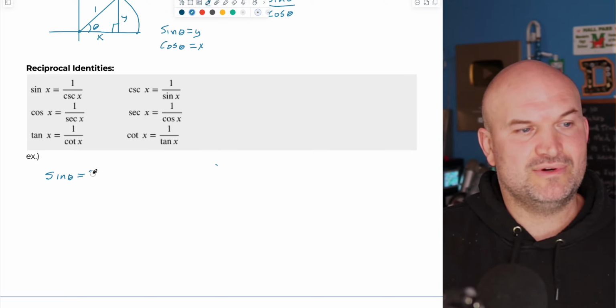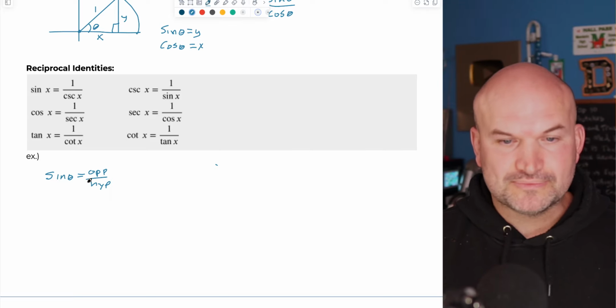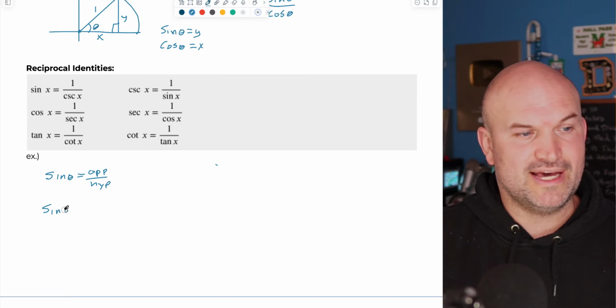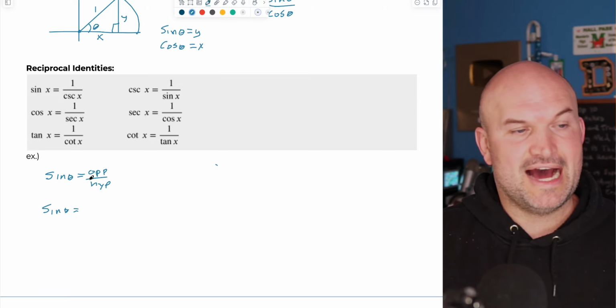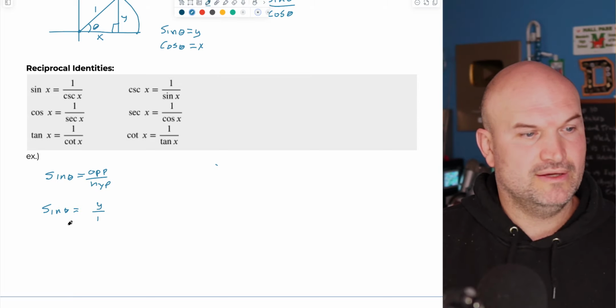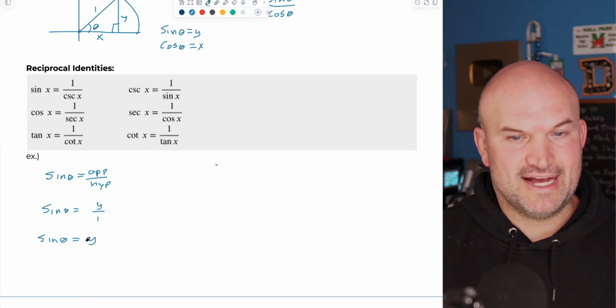If you remember that, that was opposite over the hypotenuse. Now, again, if you think about going on the unit circle, we could rewrite that as the sine of theta, the opposite side, right? That was going to be y, and the hypotenuse is 1. And then the sine of theta was just represented as y.